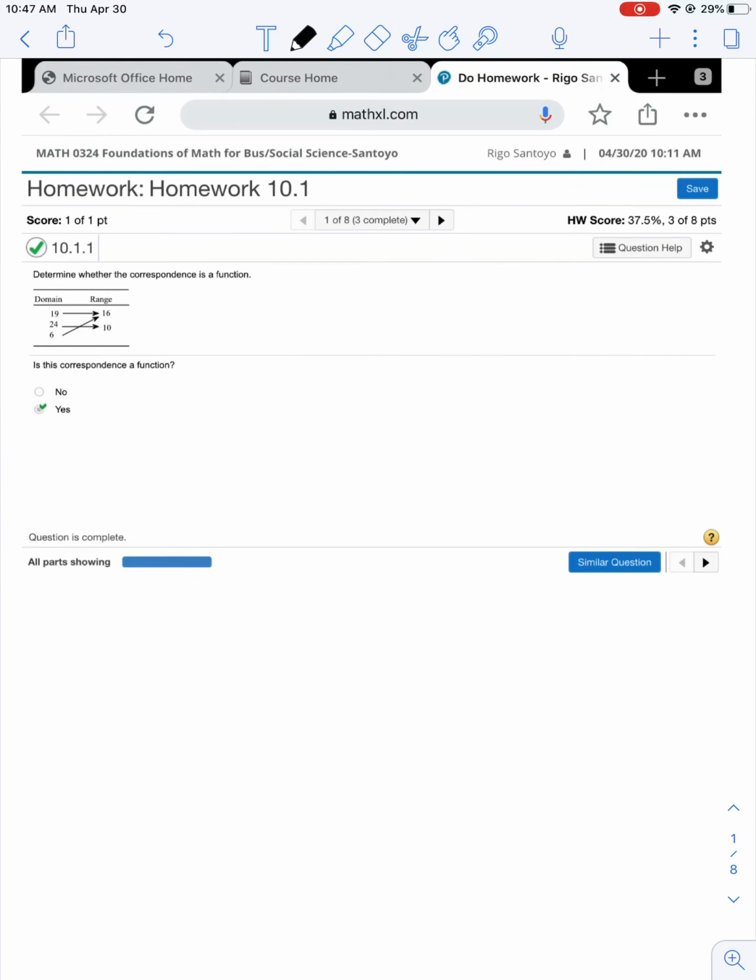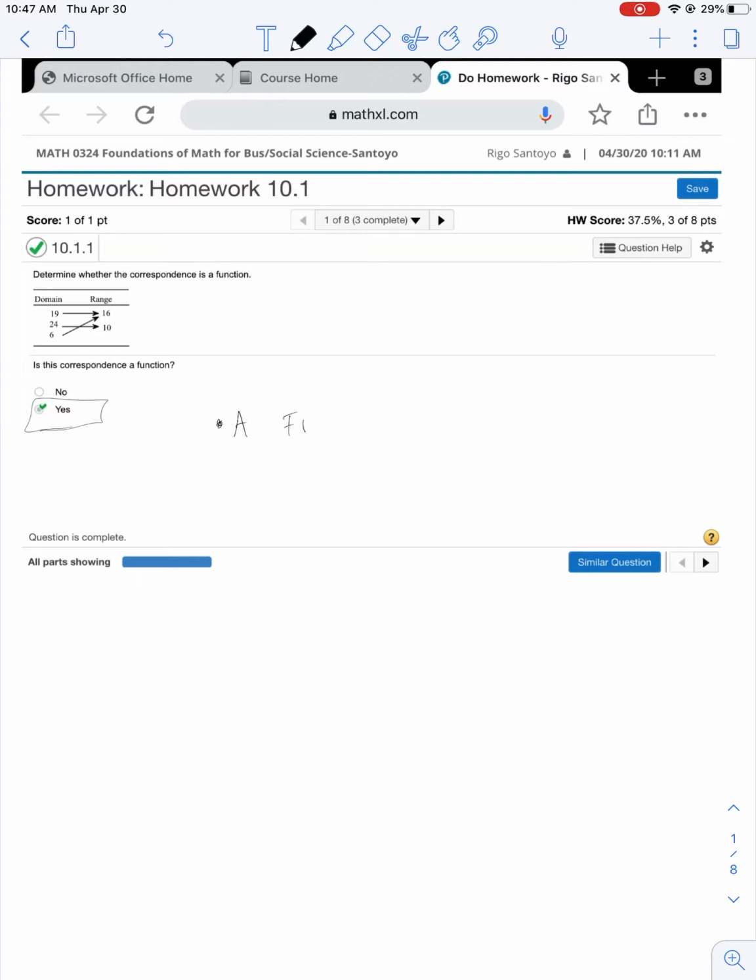All right, so here we're looking at the 10.1 homework assignment. What I did here is I just copied the homework assignment problems, and we'll try to go through them. So this first one: determine whether the correspondence is a function. As you can see, I put yes, but let's talk about why.